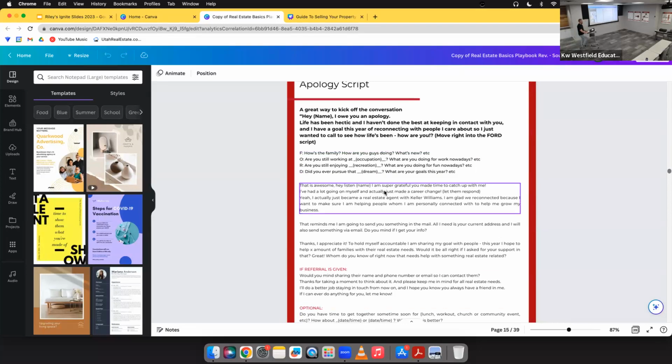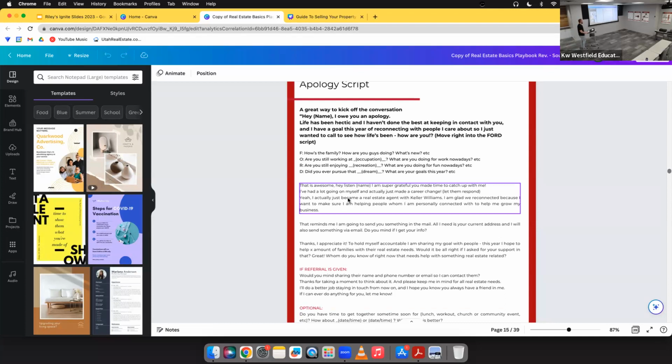Conversation's coming to a close. I'll give you two examples. On one hand, I'll start with if I was a new agent. On the second hand, because Jen's here, I'll talk about it as if I wasn't, for long-term use, how this would work. So assuming a new agent, I'd say, that's awesome. Hey, listen, Riley, I'm really grateful you made time to catch up with me. It's been so good to chat with you. I've had a ton going on myself, and I actually just made a career change. And I'm going to pause, and they're going to say, oh, really? What are you doing?